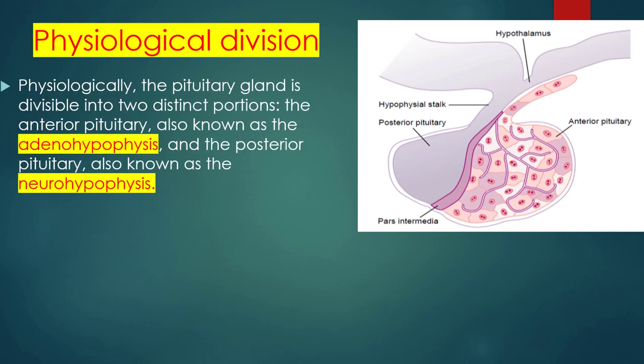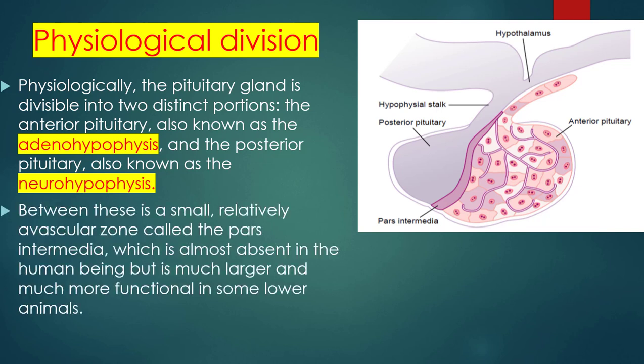Physiological division of the pituitary gland. Physiologically, the pituitary gland is divided into two distinct portions: the anterior pituitary, also known as the adenohypophysis, and the posterior pituitary, also known as the neurohypophysis.